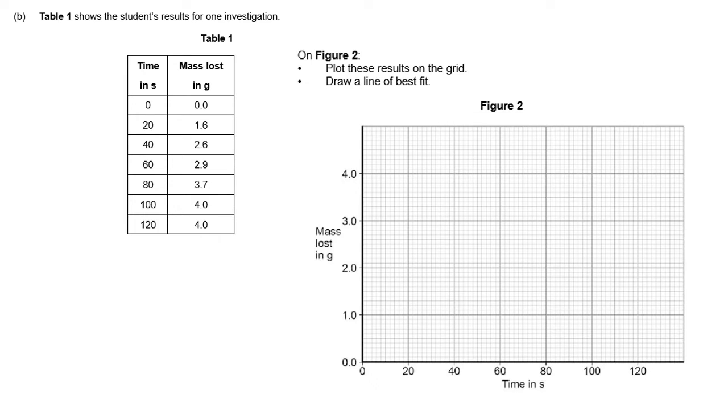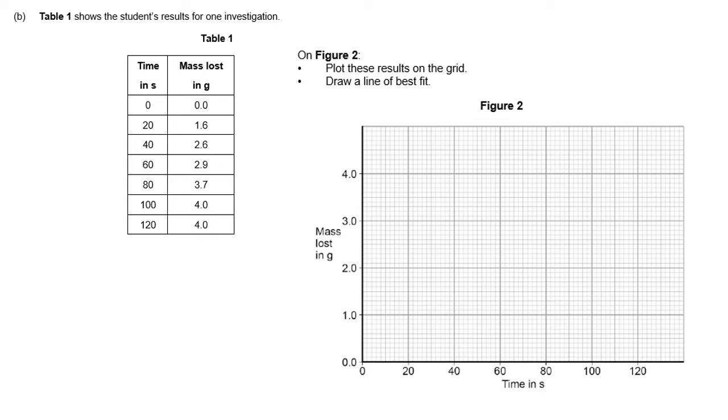We're now being given some data. So B, table 1 shows the student's results for one investigation. So we've got time in seconds in the first column and mass loss in grams in the second column. Now we can see both sets of data are numbers, and so we can say our data is quantitative. That means it's numerical, and that means we're going to need to do a line graph.